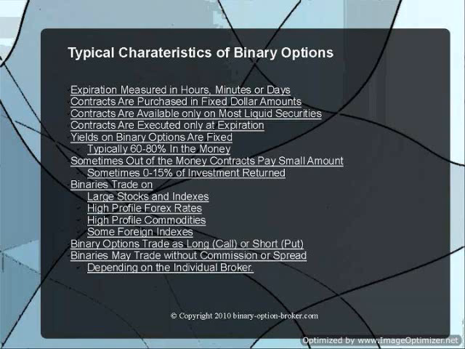Another thing is that, as we said, binary contracts are fixed yield, and typically in the money binary options pay 60 to 80% yield on investment at expiration if they're in the money. Sometimes they pay out of the money. For example, if you invested $200 in a binary option that had a 15% payout, when the option expires out of the money, you would receive $30 back out of your $200 investment.